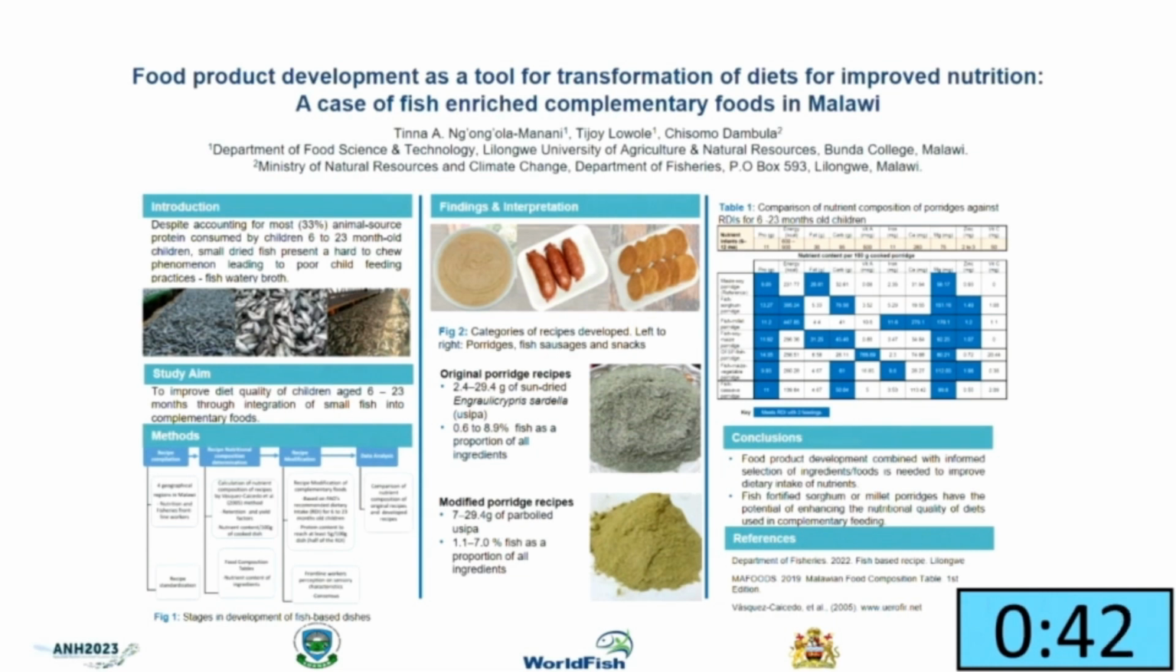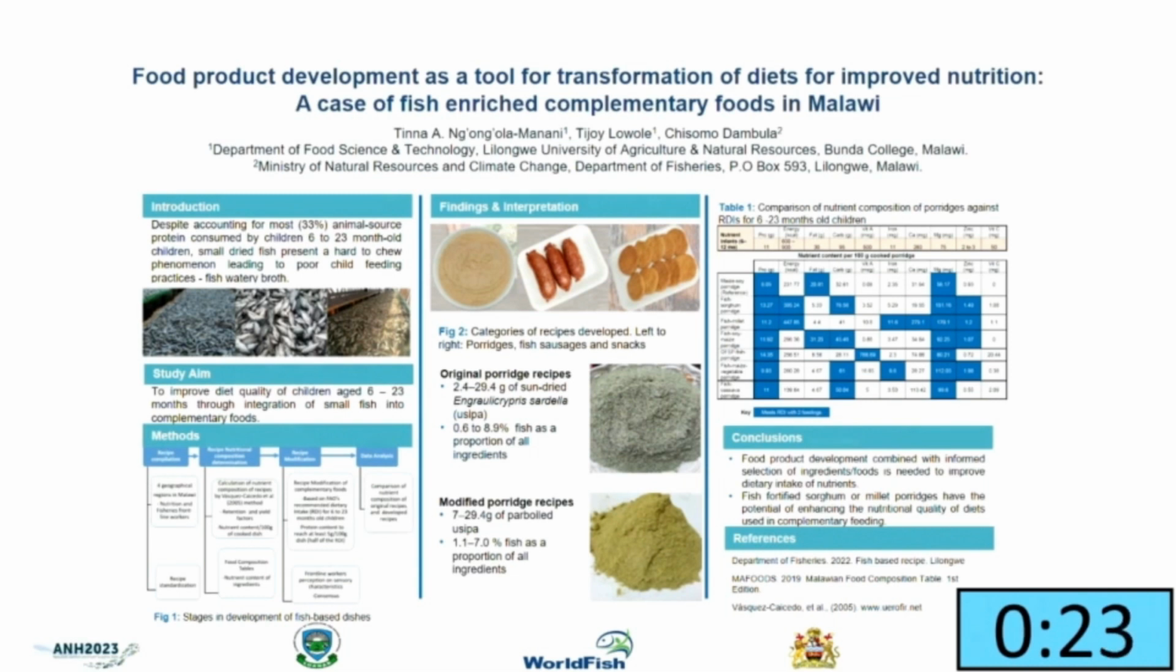17 fish-based recipes were collected from all regions in Malawi, and the nutrient composition was determined. 8 recipes of complementary foods were modified to protein content of at least 5 grams per 100-gram dish. During modification, sun-dried fish was replaced with parboiled fish powder.